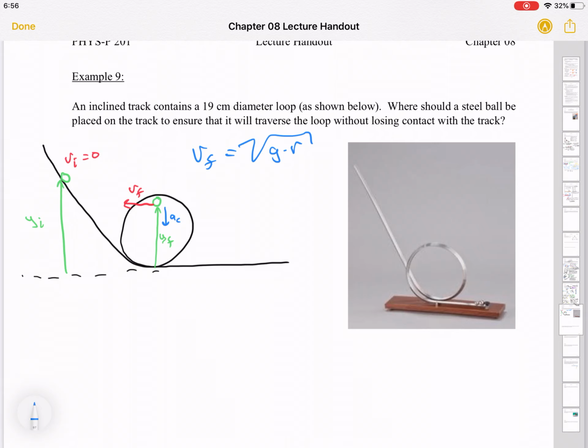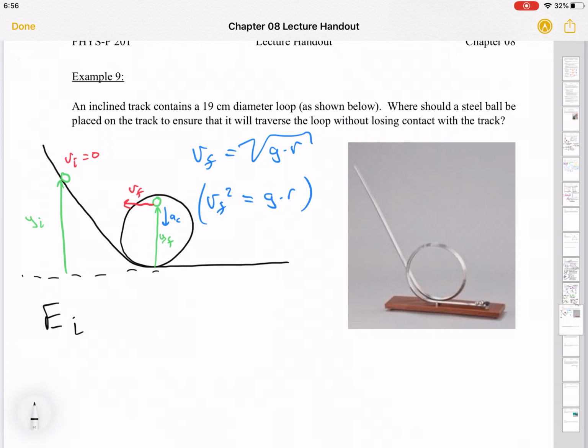All right, so we have this expression. I'm also going to say we could write V final squared equals G times R. That turns out to be super useful. Again, you could calculate a number at this point, but that's not the way I like to do this. So we're just going to use conservation of energy.